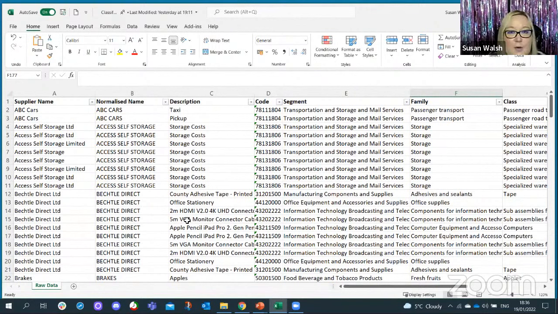It could be people's names and addresses that you're trying to figure out if you've got more than one version of. This can be applied to lots of different things.